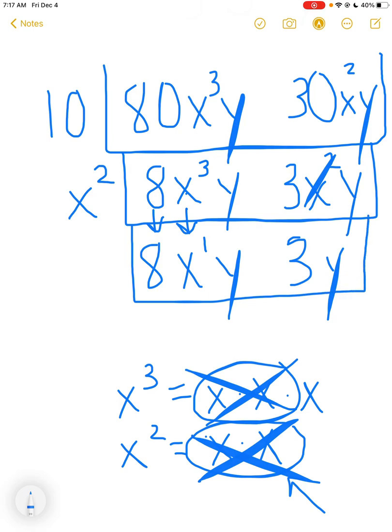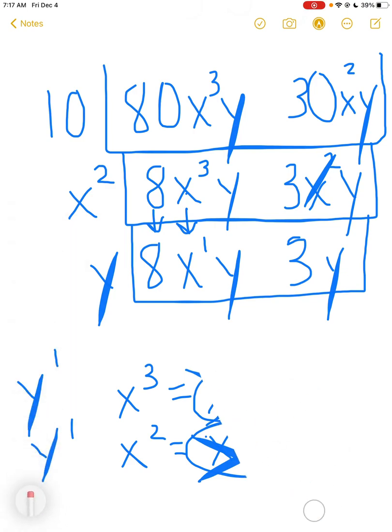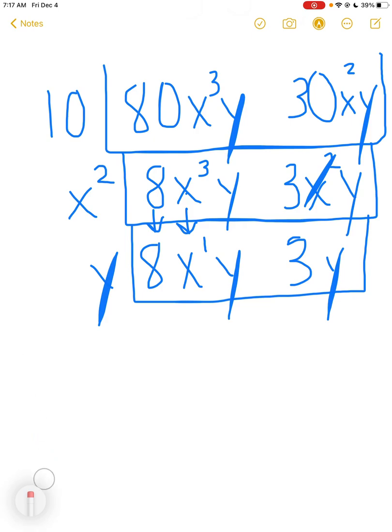How many y's do we have in both numbers? All I see is a y in each number. If we don't see a little exponent here, that means that they're both there one time. So if they're both there one time, how many y's can I take out of both? I can take out 1 y from each. If I take out one y from each, my 8 stays the same.